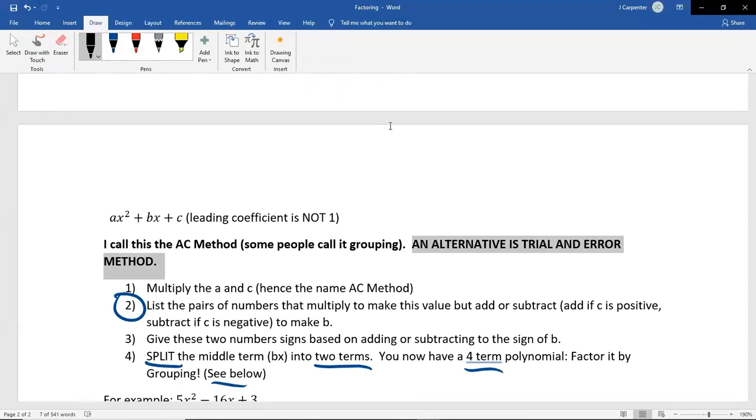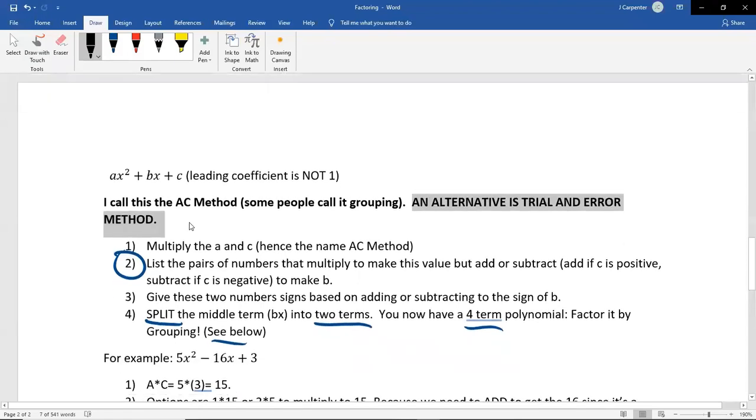Now, if you're someone who's done trial and error 300 times, you're probably pretty efficient at it and don't really need the AC method. However, you might come across a problem where the trial and error method is just a nightmare because there's 200 options, and you go, well, maybe I should try the AC method instead. It's good to have options. So don't be stubborn and set in your ways. Maybe try learning the new method as well if you've never seen it before.